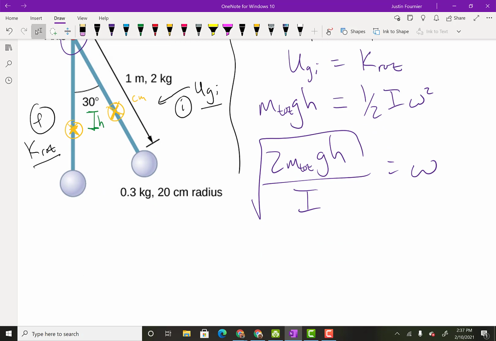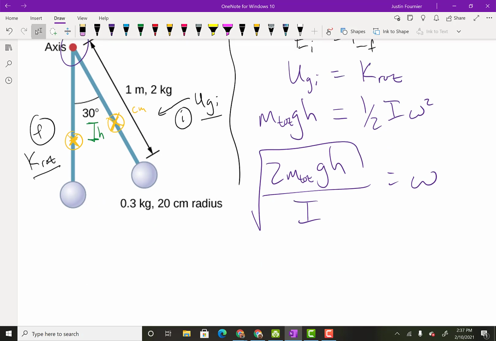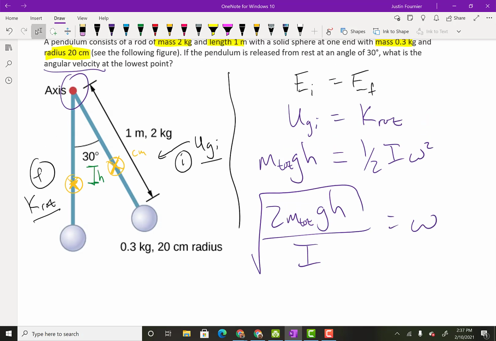So the moment of inertia of the system is going to be the moment of inertia of the rod. Well, I got two parts to this. It's the moment of inertia of the rod plus the moment of inertia of the sphere, which I'm going to say, because this is 20 centimeter radius, right? It's not that, like, this mass is definitely significant and this is very small. So I can't just ignore the mass of this rod.